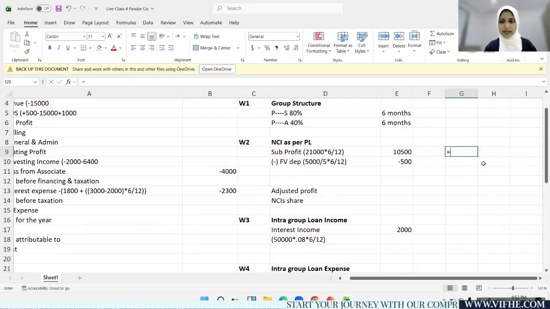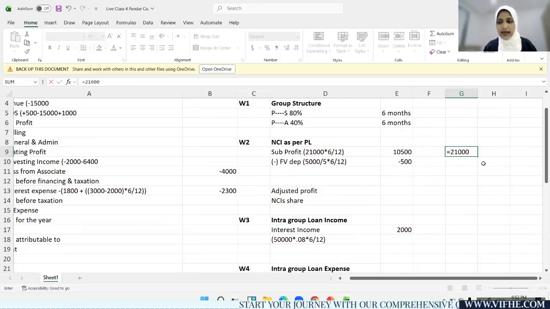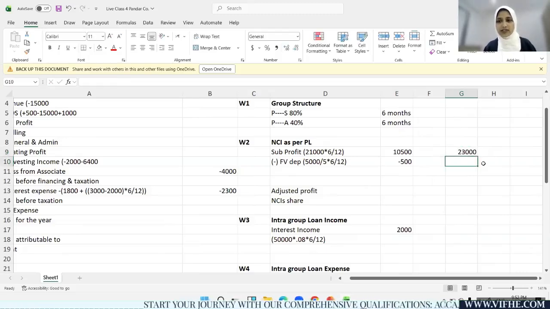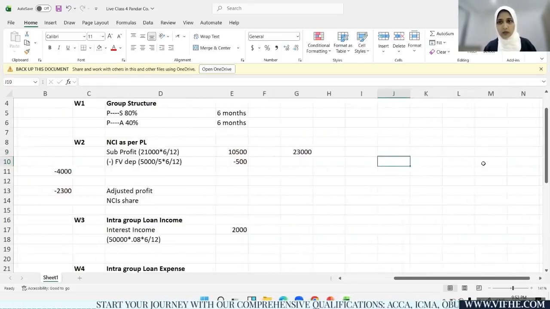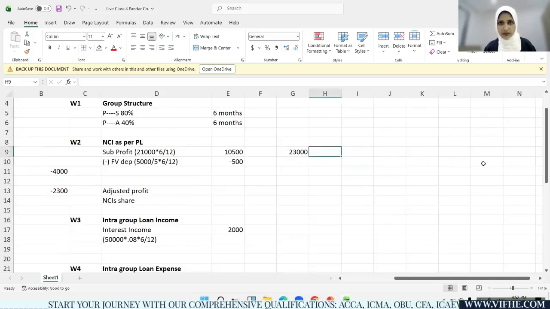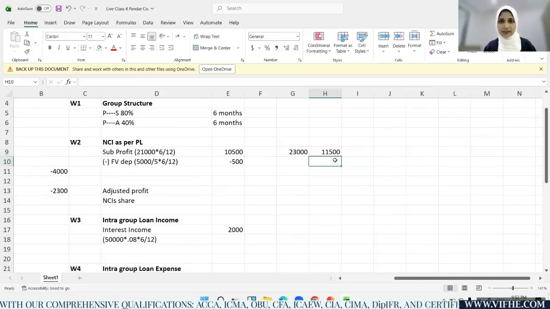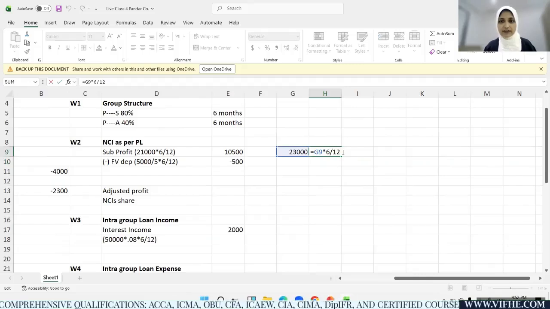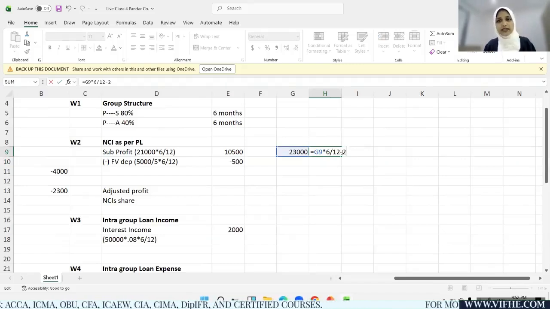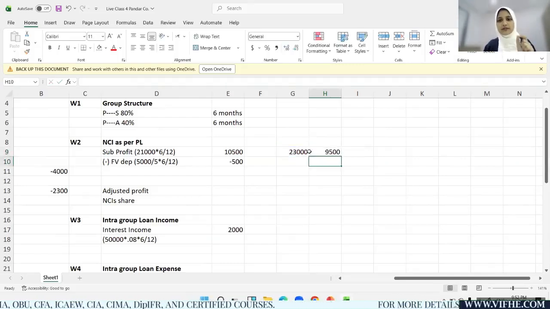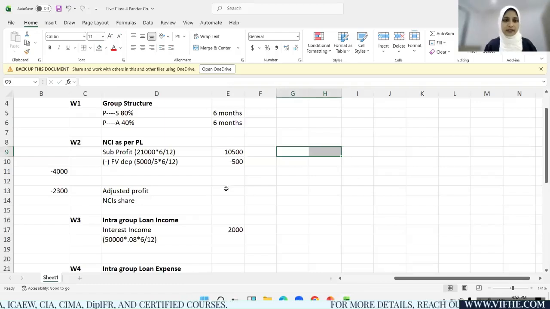I can't do even distribution. What I will have to do is take 21,000 and remove the impact of the intergroup loan. Okay, what I have is 23,000. This 23,000, if I do into 6 by 12, I have 11,500. From this 11,500, if I want purely post acquisition profit impact, the full 2 million I have to remove from this 6 months. I'll do a dedicated working to show this.